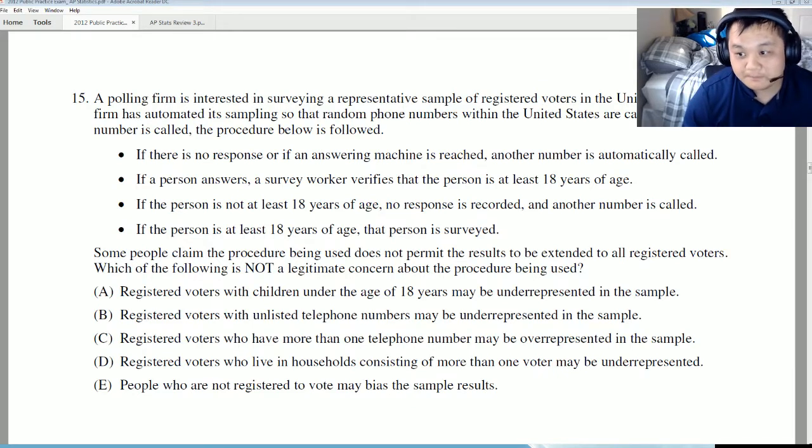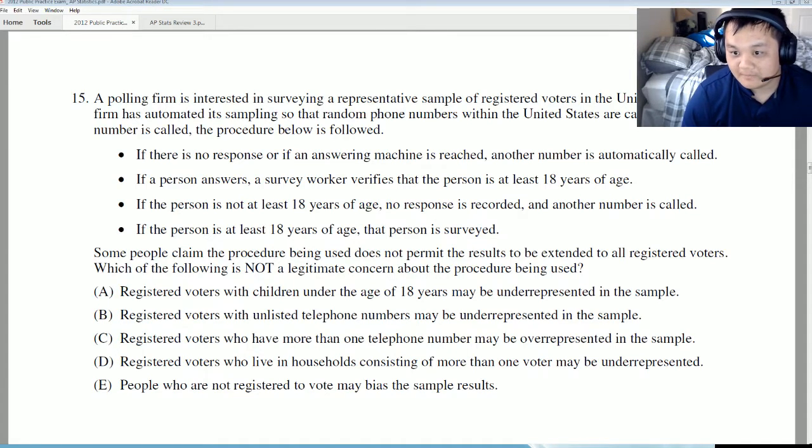They're talking about those voters with unlisted telephone numbers, which doesn't matter to them. Correct, so it's not a concern. That's why it's worded weirdly, but yes, that's why B is the answer. But C, D, and E and A are all legitimate concerns.